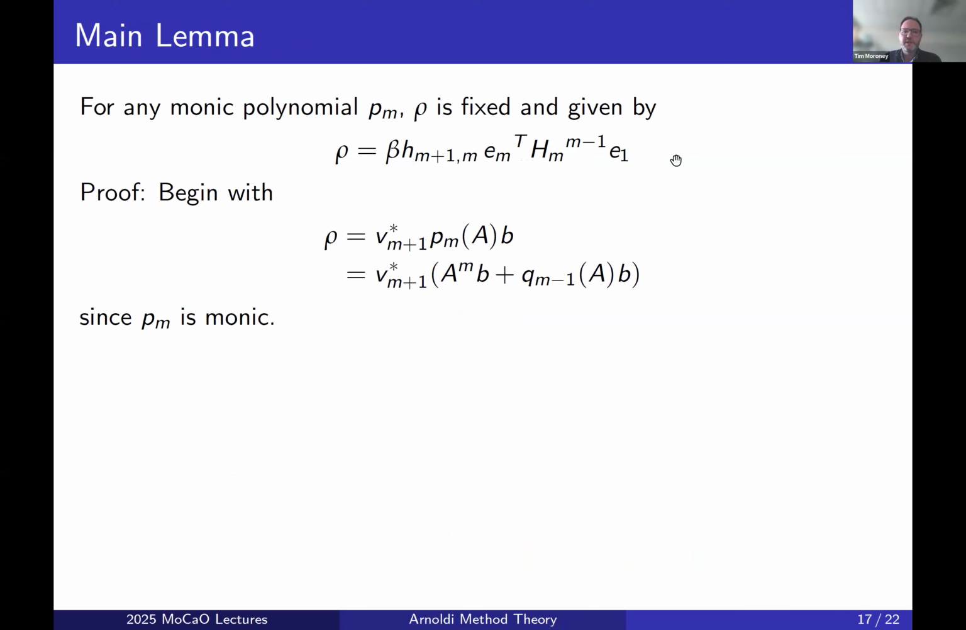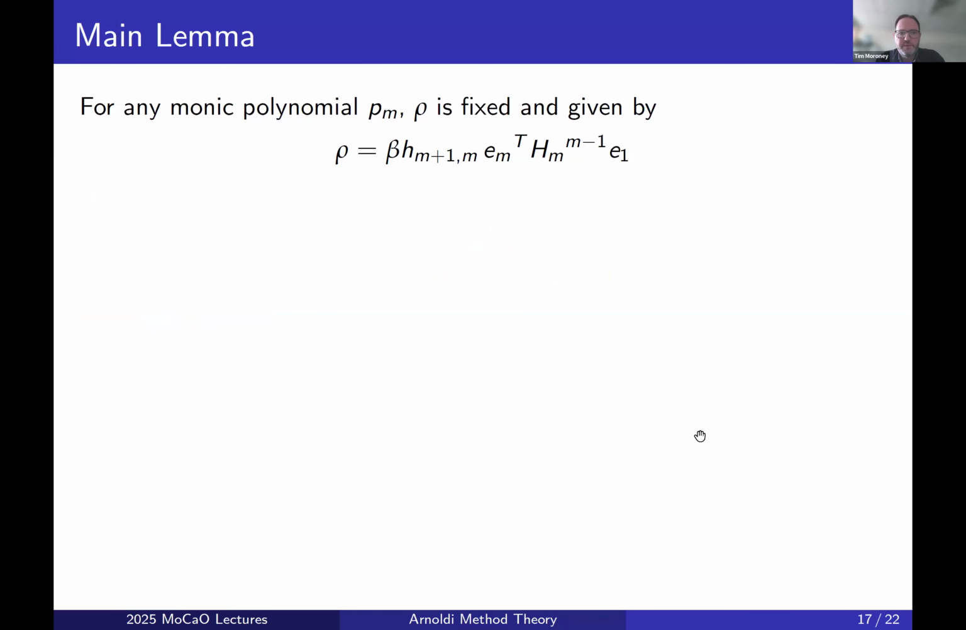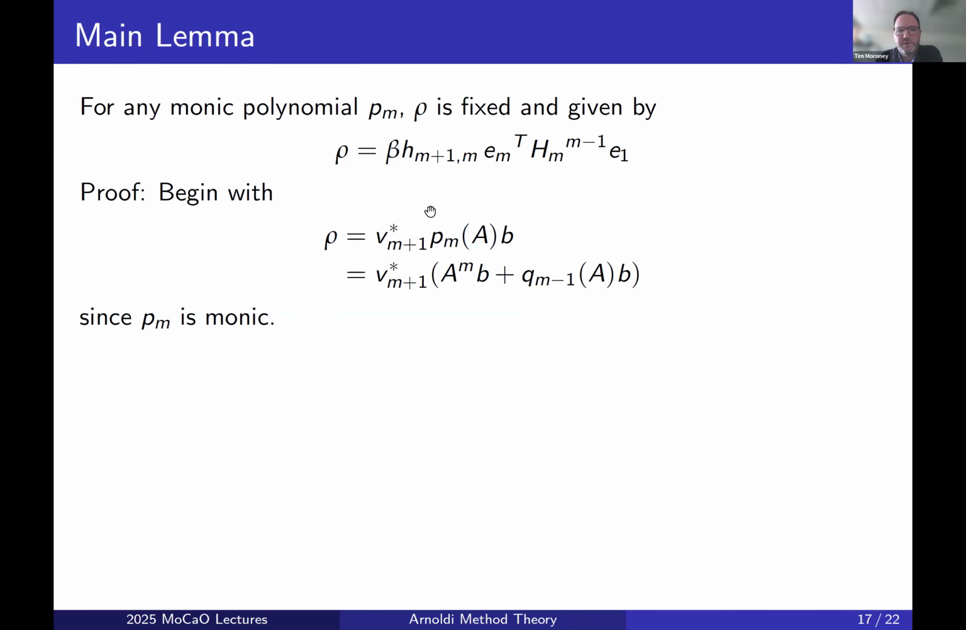Okay, so we've got to try to derive this result. So we're going to begin with the formula on the slide here, V m plus 1 star Pm of A times B. And we hope to find some of the results that we derived on the earlier slides around polynomials of A times B that we can drop into this formula. Because Pm is monic, the leading term in this polynomial is just A to the m times B, no coefficient there. And then here's the rest, Q m minus 1 of A times B, where this is just any old polynomial of degree m minus 1.